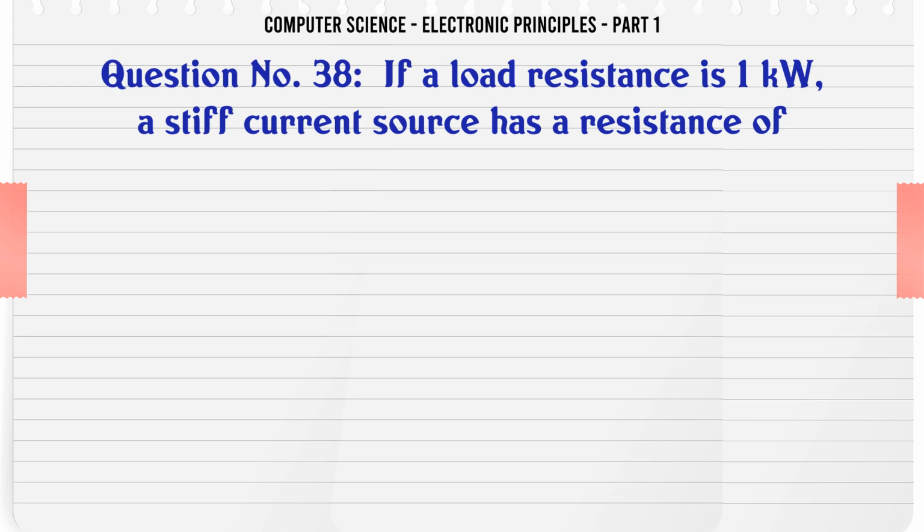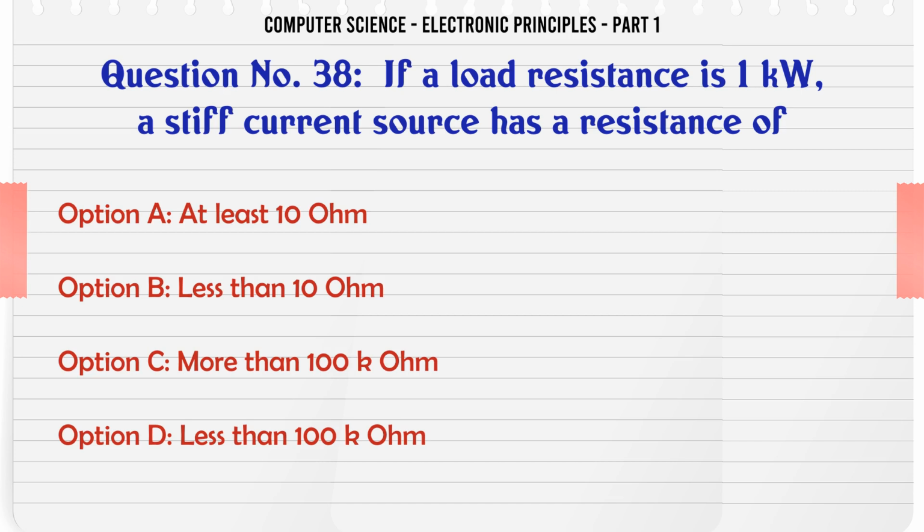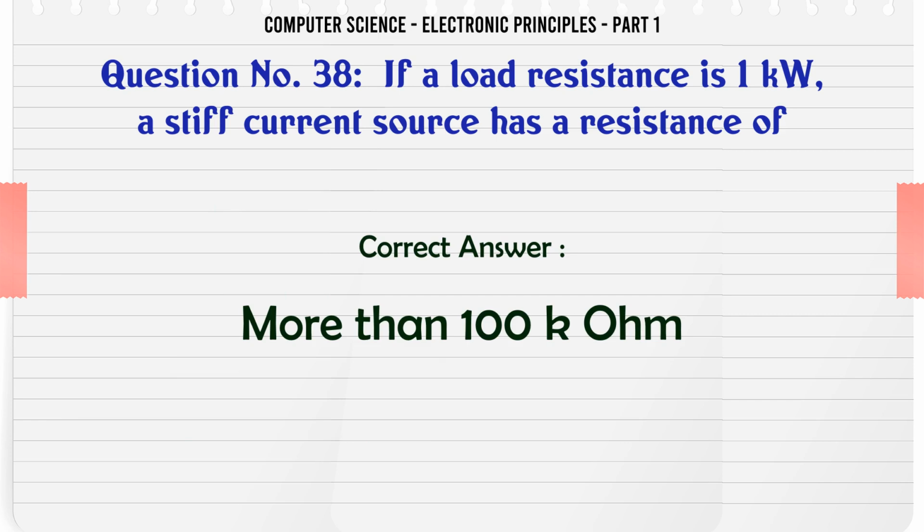If a load resistance is 1 kΩ, a stiff current source has a resistance of A. at least 10 ohm, B. less than 10 ohm, C. more than 100 k ohm, D. less than 100 k ohm. The correct answer is more than 100 k ohm.